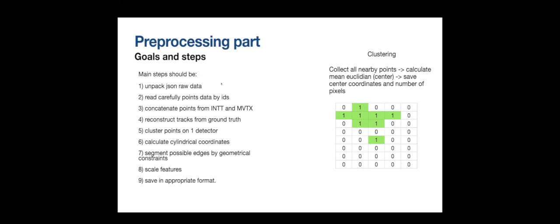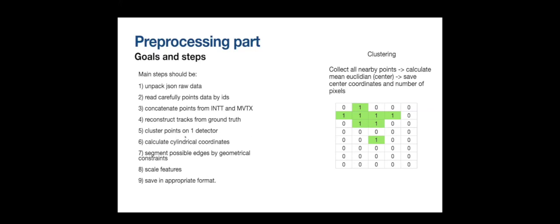So the pre-processing part is next. The main steps: the first one is to unpack JSON raw data and carefully read points data by IDs. What I mean by carefully is that IDs with a negative number are counted as noisy ones. Then we concatenate points from the entity and MVTX detectors, reconstruct tracks from ground truth, and cluster points on one detector, as can be seen here. So we have to choose one main detector, one main point of a particle, and choose its coordinates. Currently, we are doing it by collecting all nearby points and calculating the mean and Euclidean center of this detection, and saving these center coordinates and also the number of pixels on this one detection.